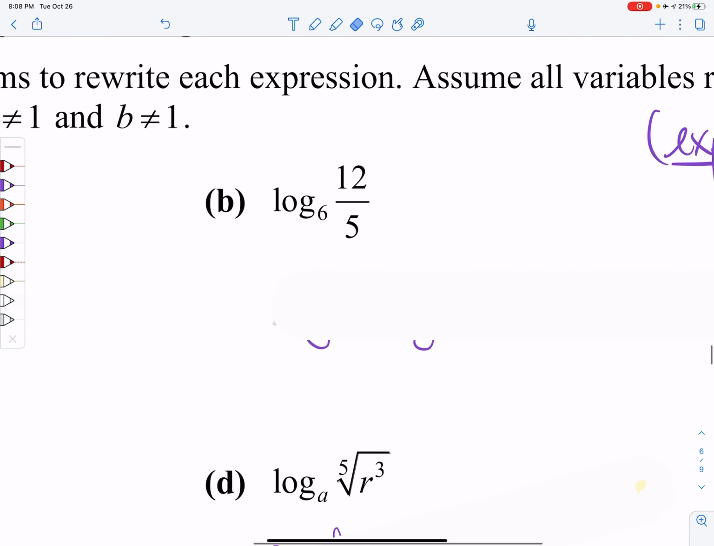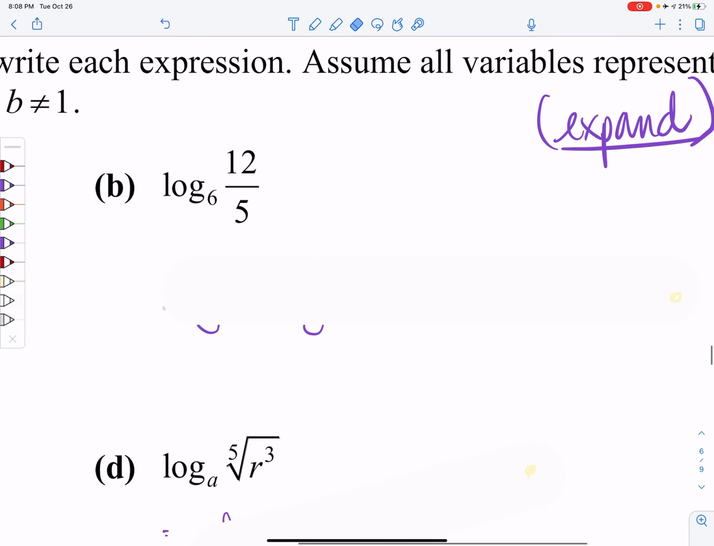All right, let's slide over to letter B. This one is the log of a quotient. So we'll use the quotient rule. The quotient rule says the log of a quotient is the difference of two logs.